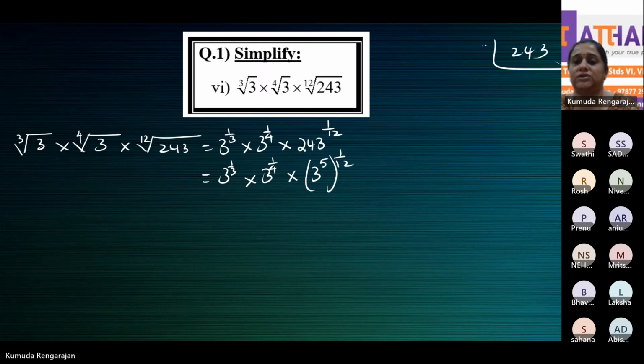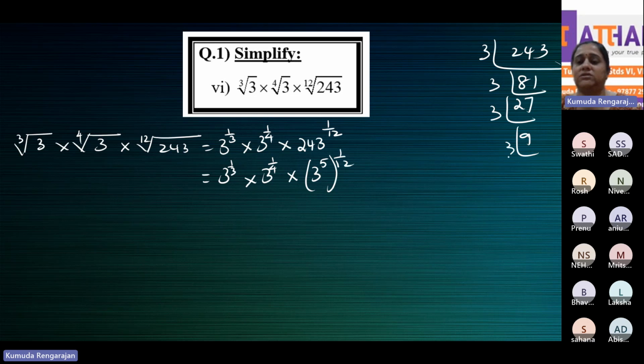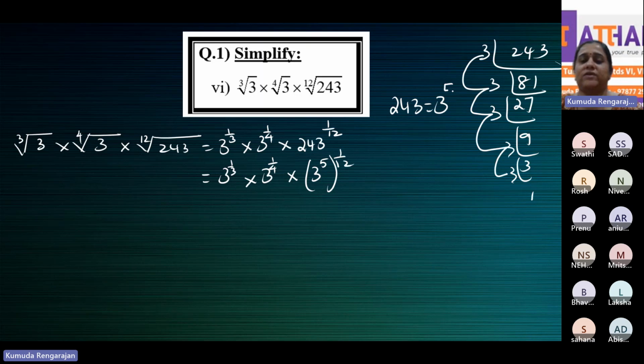243. 3 8s are 81, 3 27s are 81, 3 9s are 27, 3 3s are 9, 3 1s are 3. So 243 is equal to 3 into 3 into 3 into 3 into 3, which is nothing but 3 to the power 5.